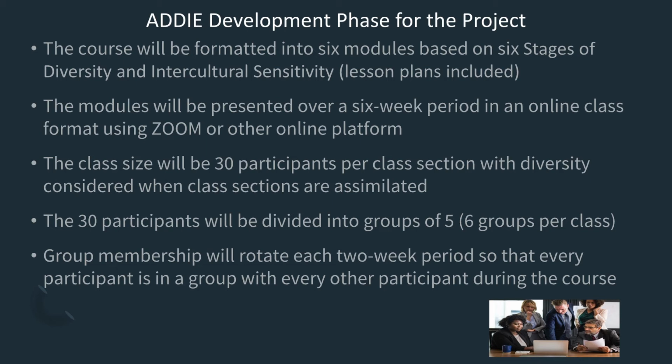The 30 participants will be divided into 5 groups of 5, and there will be 6 groups per class, and every 2 weeks the participants will rotate into a new group so that every person in the class is a participant with every other person in the class in groups.